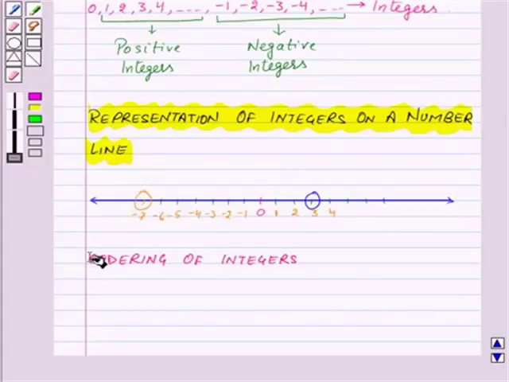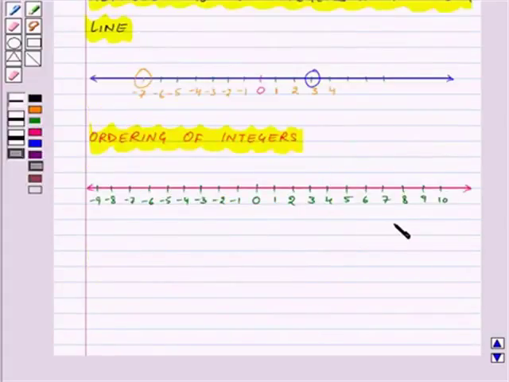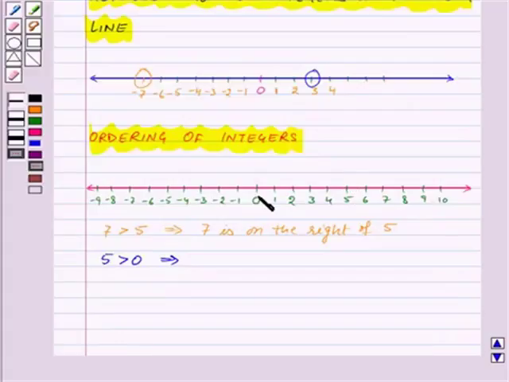Now, let's move on to ordering of integers. Here, we have a number line. And we know that 7 is greater than 5. And from the number line, we can observe that 7 is on the right of 5. Also, 5 is greater than 0. And from the number line, we have that 5 is on the right of 0.